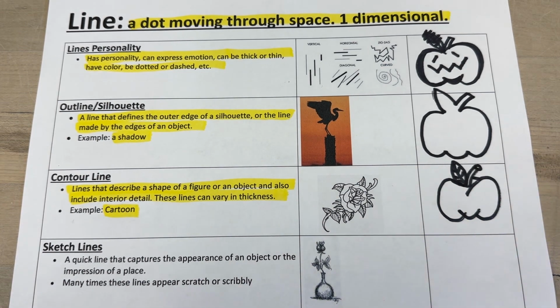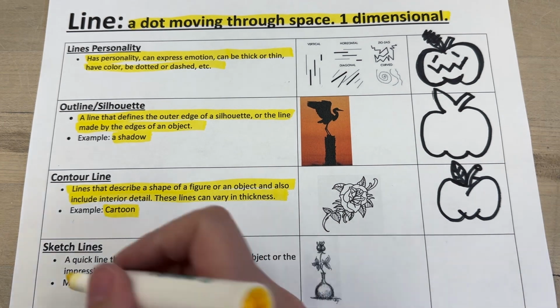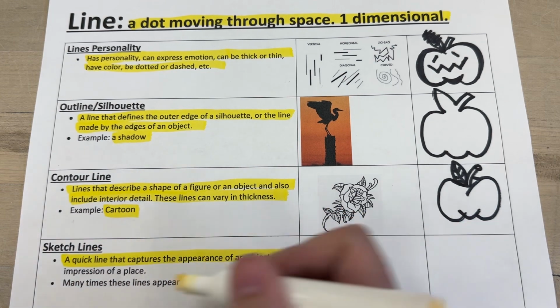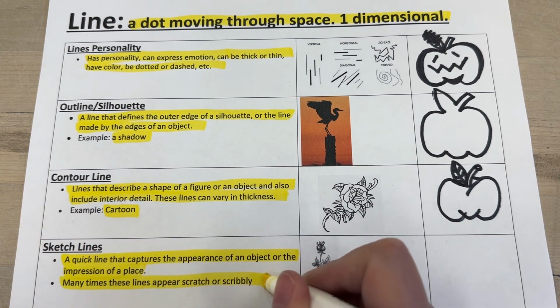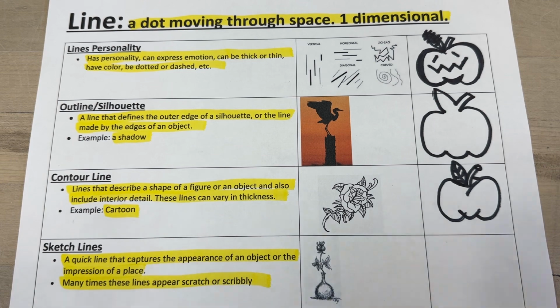Now our last one we're going to look at, the sketch lines. So sketch lines are a quick line that captures the appearance of an object or the impression of a place. So many times these lines appear scratchy or scribbly. And remember, if you want credit for this, make sure you're highlighting and drawing a picture, okay?